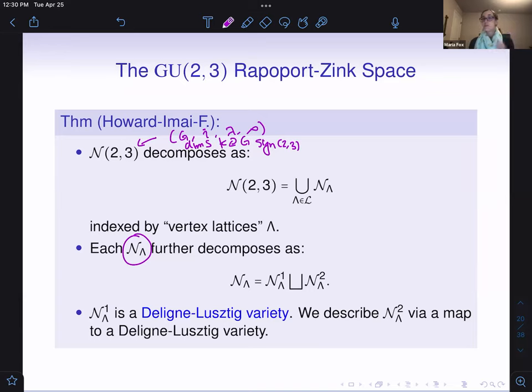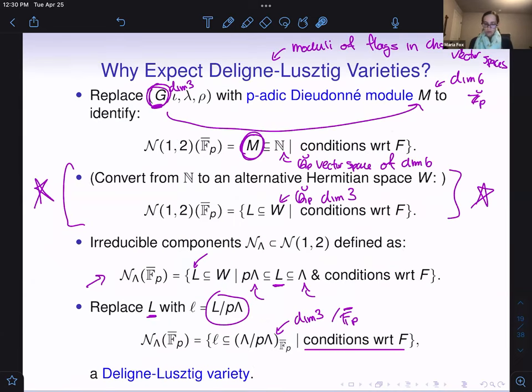The first piece really will be an irreducible component, and it will be a Deligne-Lustig variety, very analogous to what we've seen before. The second piece, its closure, will be an irreducible component, and it will not be a Deligne-Lustig variety, but we can describe it analogously via a map to an appropriate Deligne-Lustig variety. So let's see what goes wrong with this approach when we move from dimension 3 or 4 p-divisible groups to dimension 5.